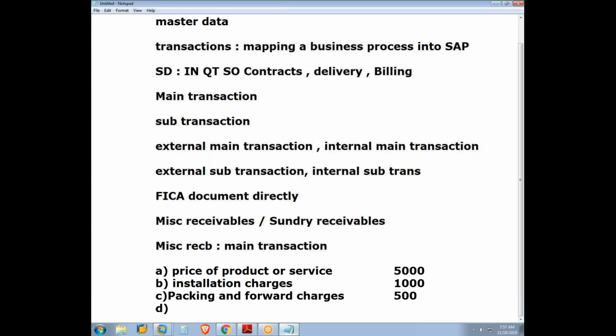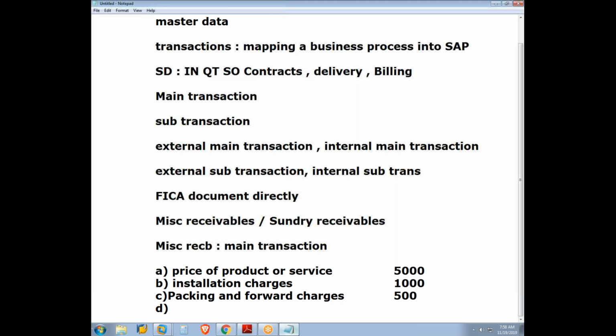So when you define the sub transaction, you have to say for which main transaction you are defining the sub transaction and what is the nature of posting to the contract account. Is the sub transaction value debited to the contract account or is it credited? Okay. Now, when you define this, you prepare a FICA document. So then while posting, what will happen? The total amount will be debited to the contract account actually.